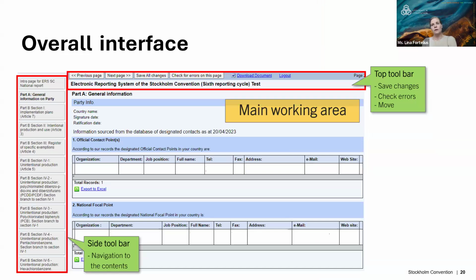And here's an overview of the reporting system. So the general information on party page. And here you will see pre-filled data from the Secretariat database for the official contact point and for the national focal point. And you will not be able to change this information in the national report. If you need to change data here, you will need to contact the Secretariat separately to get that changed.